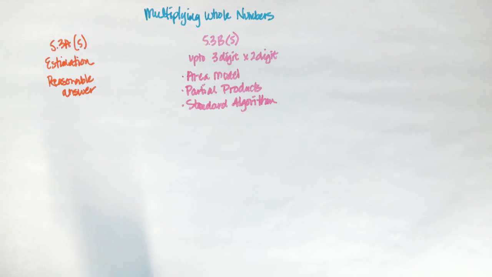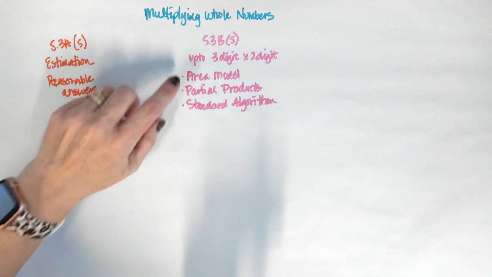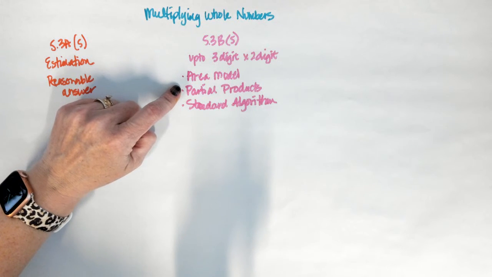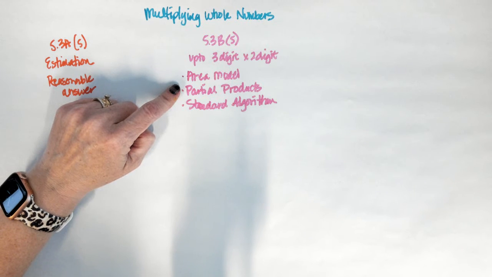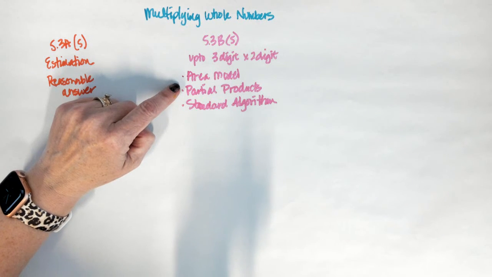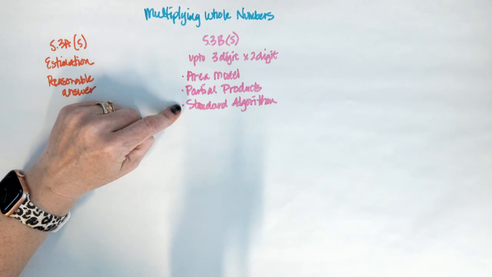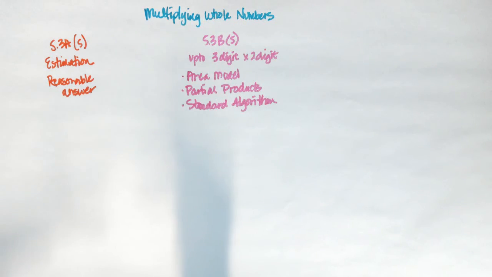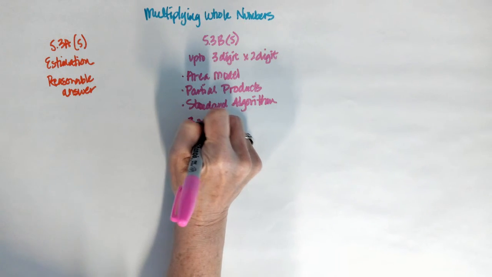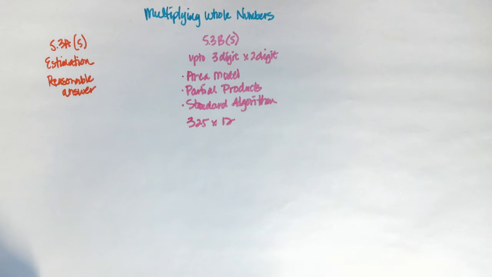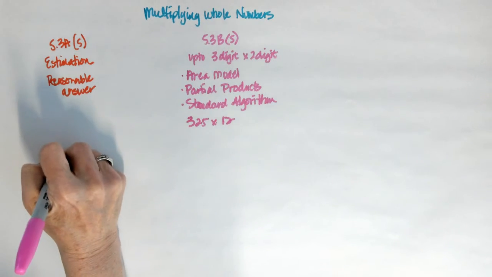Now, it's so important that we are working toward the standard algorithm because by the time we get to multiplying and dividing decimals, if students are still relying on these strategies, it does make it considerably harder with decimals. It is not impossible, but it is definitely not an efficient way to solve when you're multiplying with decimals. So remember, our goal is to move them toward a more efficient model. I'm going to use the problem 325 times 12 to model each of these strategies. I'm going to start with an area model.